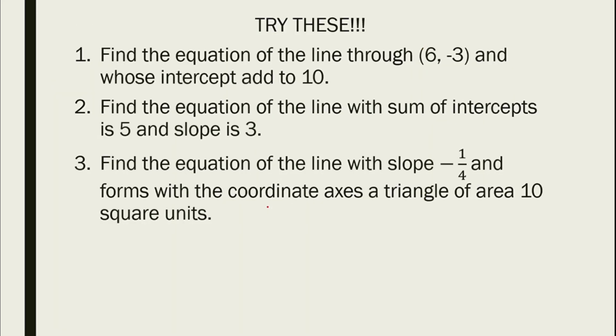So we have here, try this. Please solve this one religiously because I will not take the board exam; you're going to take the board exam. Number 1: find the equation of the line through (6, -3) whose intercepts add to 10. Number 2: find the equation of the line with the sum of intercepts 5 and slope 3. And number 3: find the equation of the line with slope -1/4 that forms with the coordinate axes a triangle of area 10 square units.